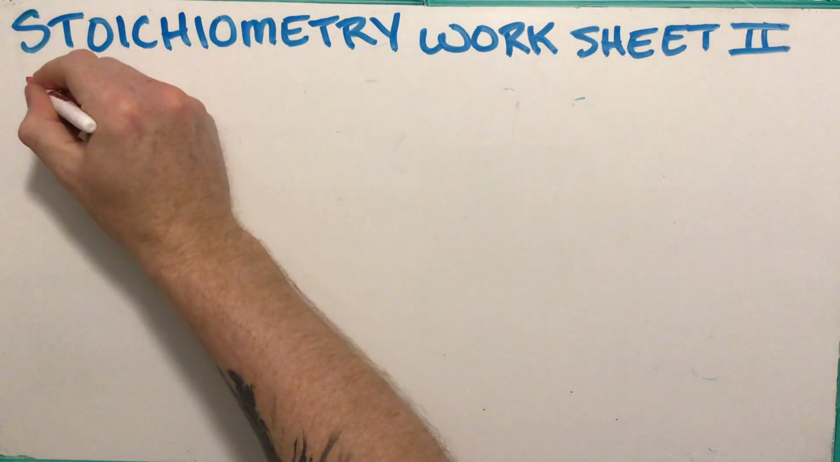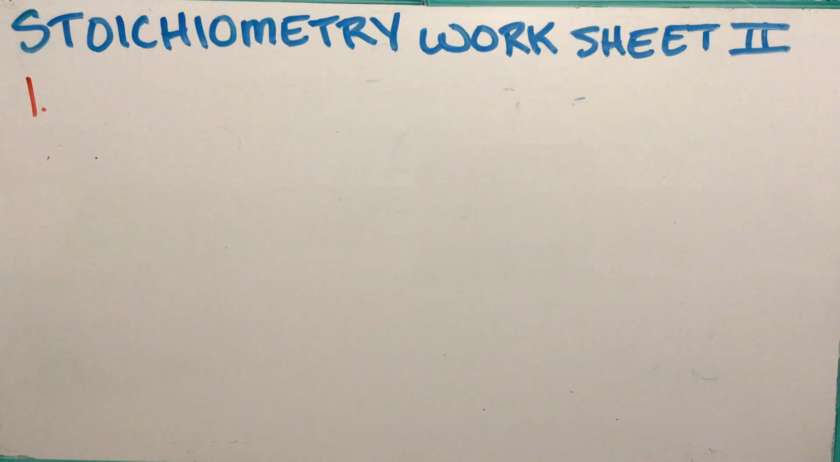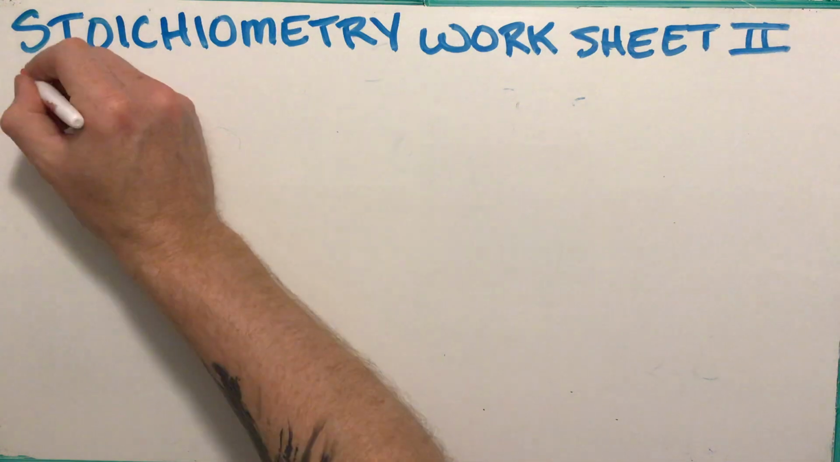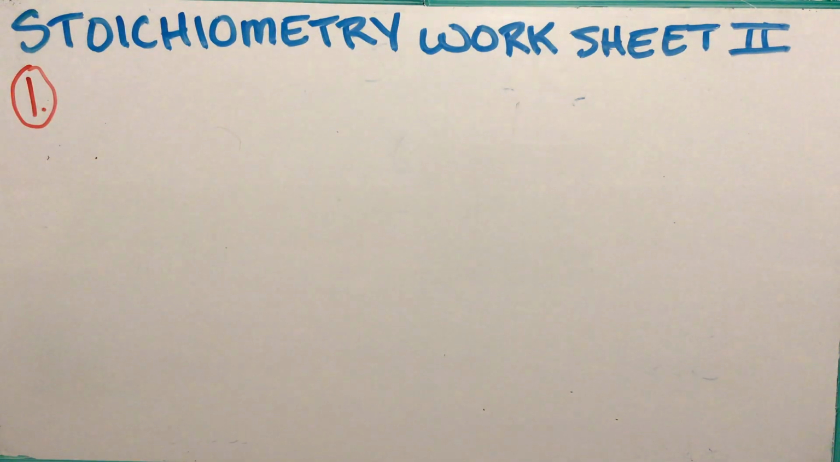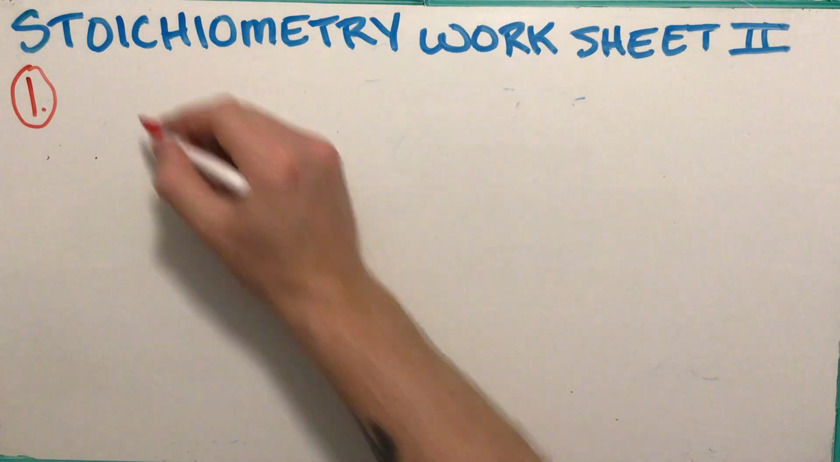So number 1 says, determine the masses of the products if 254 grams of magnesium chloride are reacted with an excess of potassium phosphate according to the reaction below. So the first thing I'm going to do, if you remember the steps from yesterday, is I need a balanced chemical reaction. So let's get that down first.